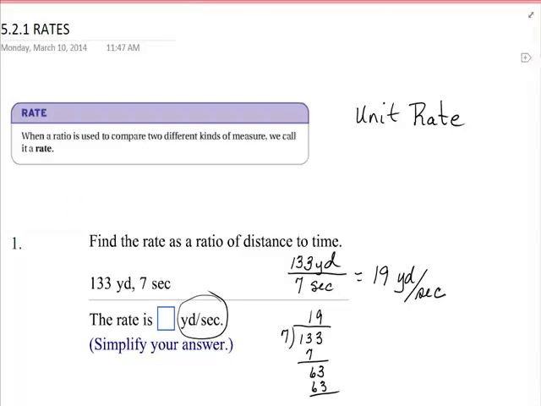So they don't actually mention it in this section, but these are actually going to be unit rates, and we're going to do more with them in your next lesson.